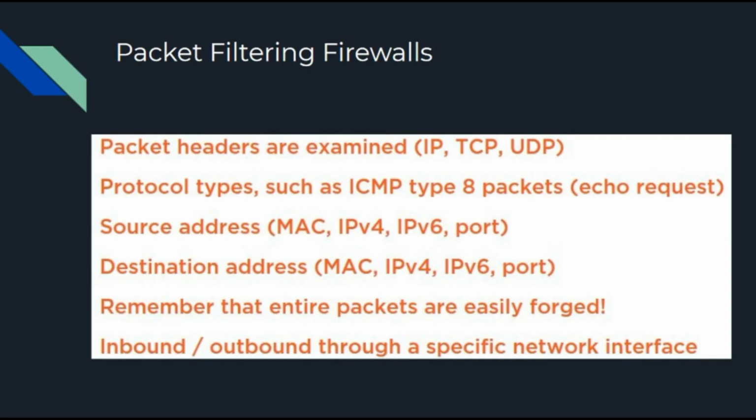This topic is very important from the firewall's perspective, because it's all about the headers: TCP, UDP, protocol type, source address, destination address. Remember, the entire packet can be easily forged, as can the inbound and outbound direction through a specific network interface. These are very important topics for packet filtering, so all packet filtering depends on these objects.